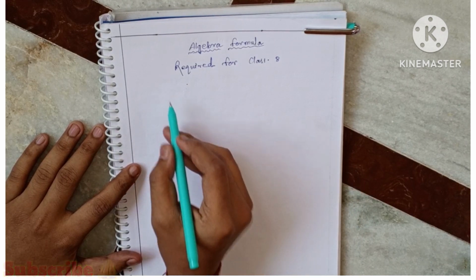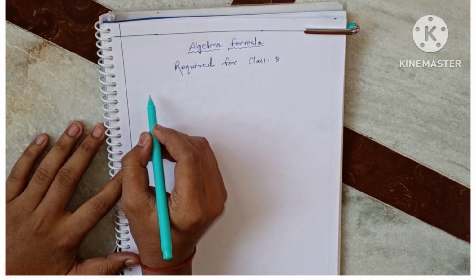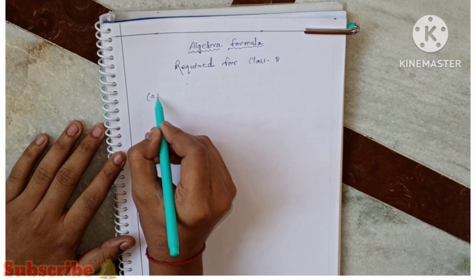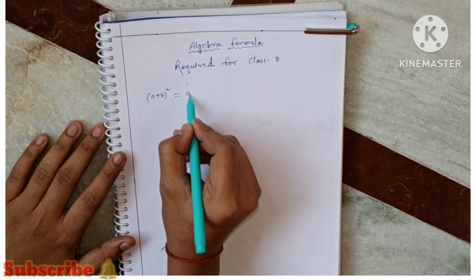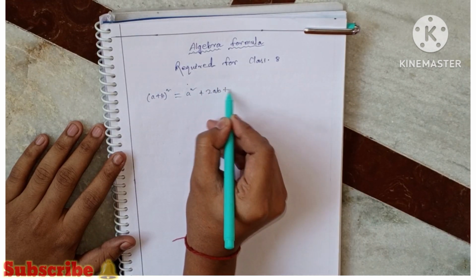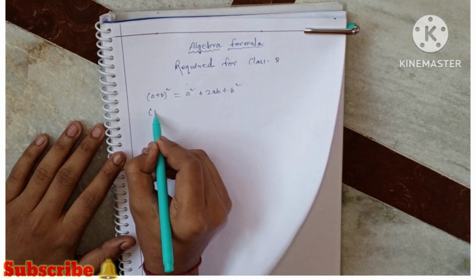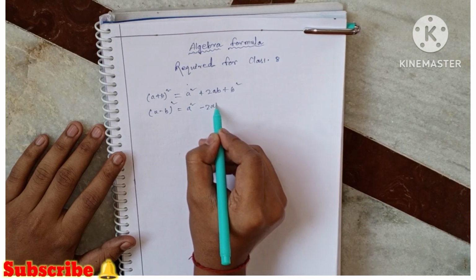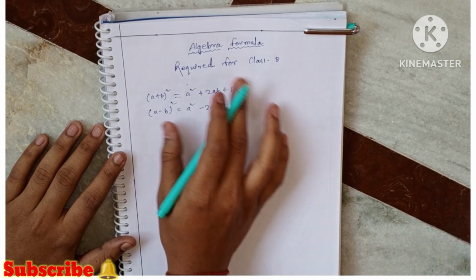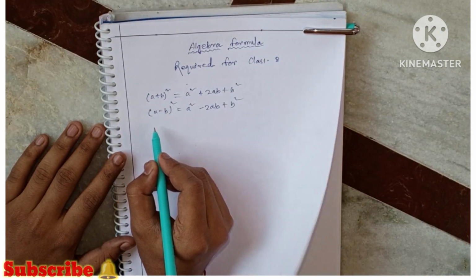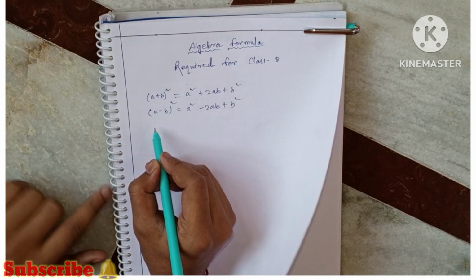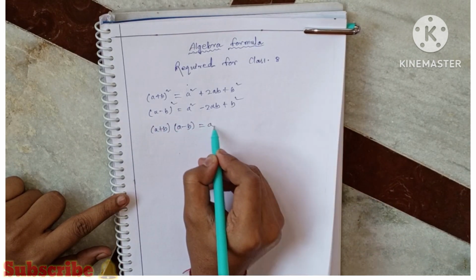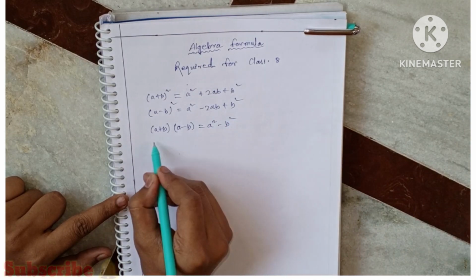So today we will firstly write the formulas one by one. (a plus b) whole square is equal to a square plus 2ab plus b square. (a minus b) whole square is equal to a square minus 2ab plus b square. There are also some formulas like (a plus b) into (a minus b) is equal to a square minus b square.